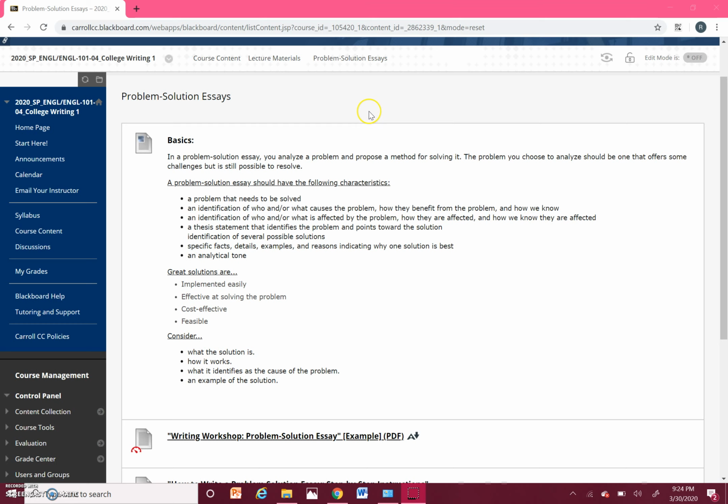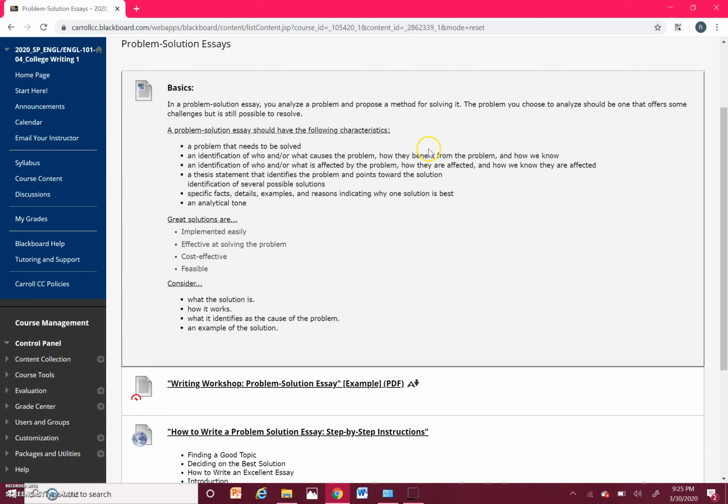So, a couple of basics to know about a problem solution essay. First of all, it's exactly what it sounds like. It's an essay where you identify a problem and you identify a solution or several solutions. So in a problem solution essay, you analyze a problem and propose a method for solving it. The problem you choose to analyze should be one that offers some challenges, but is still possible to resolve. So it might be a little hard to work out the solutions, you might not have a complete answer, but it's something more than what we already have.